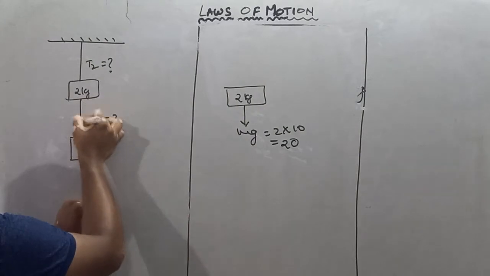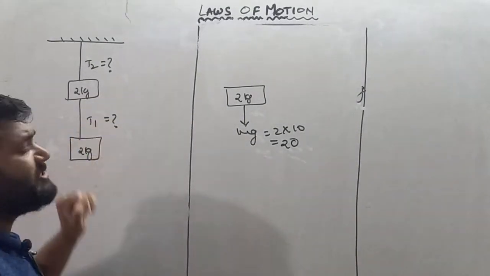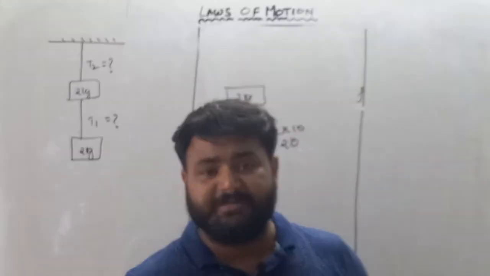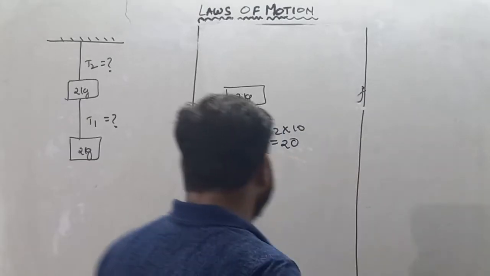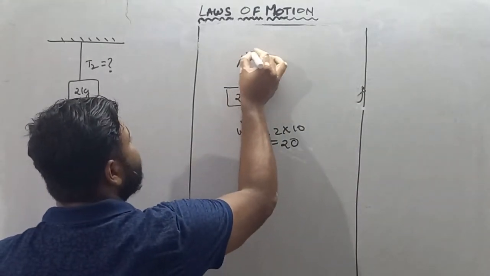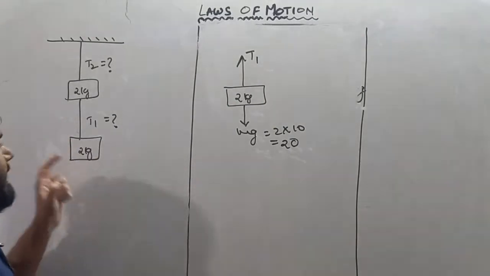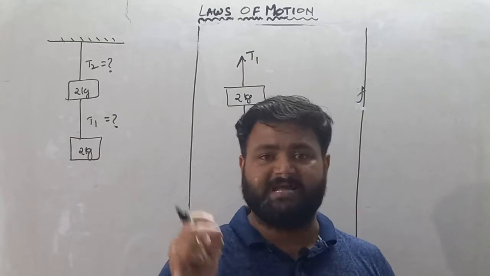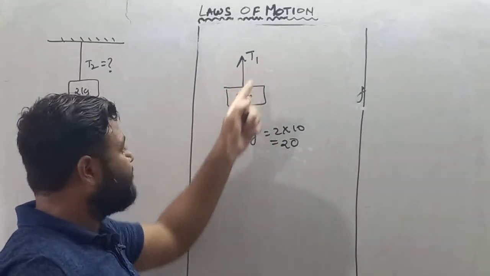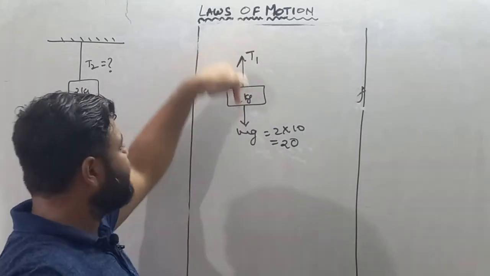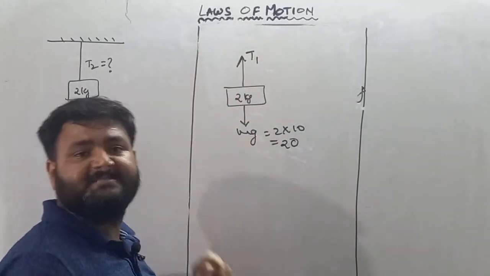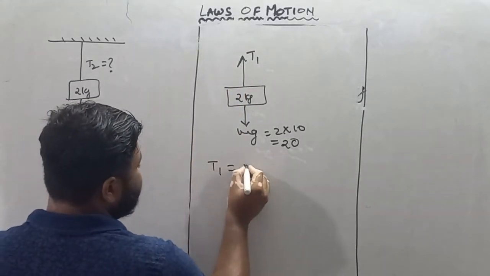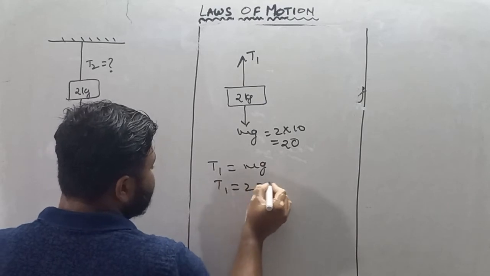Now there is a string in which tension is present, that value of tension is T1, and we know that tension is a kind of force which is always away from the body as it is a pulling force. So the direction of T1 is upward. In the question they are saying the system is in equilibrium, so forces are equal in magnitude and opposite in direction. T1 is in the upward direction, mg is in the downward direction, so both forces must be equal. So T1 equals mg, so T1 equals 20 Newton.